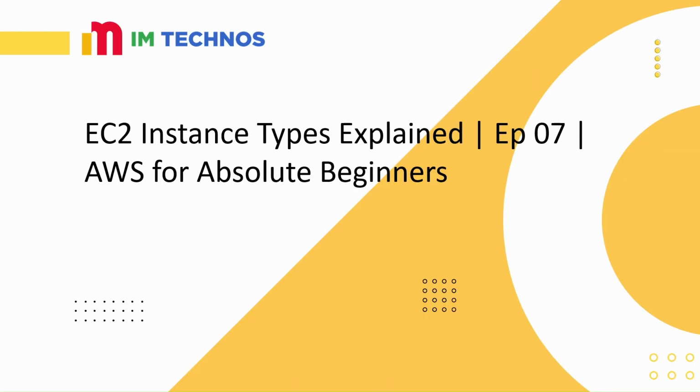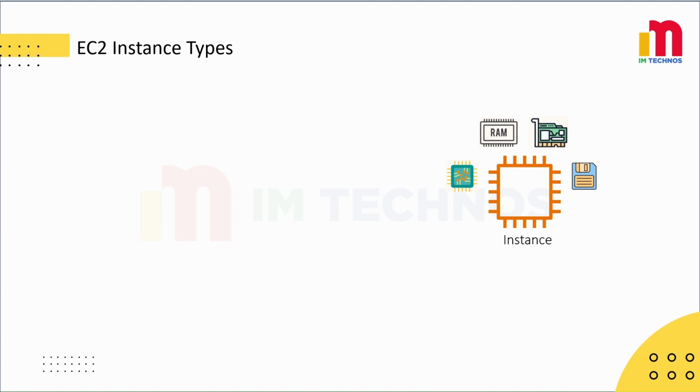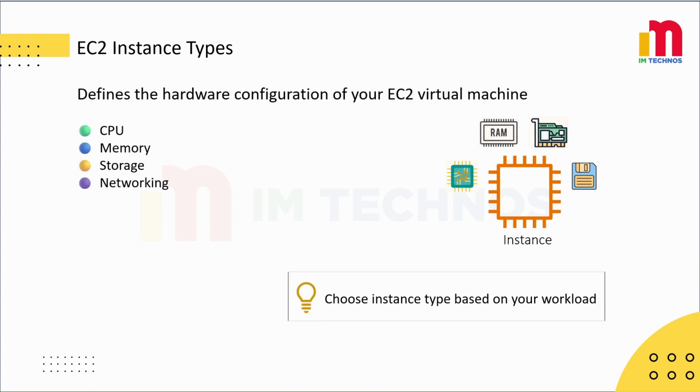In today's video, we'll understand what AWS EC2 Instance Types are and how they are categorized. EC2 Instance Types define the hardware configuration of your EC2 virtual machine. They decide how much CPU you get, how much memory you get, storage capability, and networking performance. So when launching an EC2 instance, you choose an instance type based on your workload needs. AWS provides many instance types because different applications need different amounts of resources.